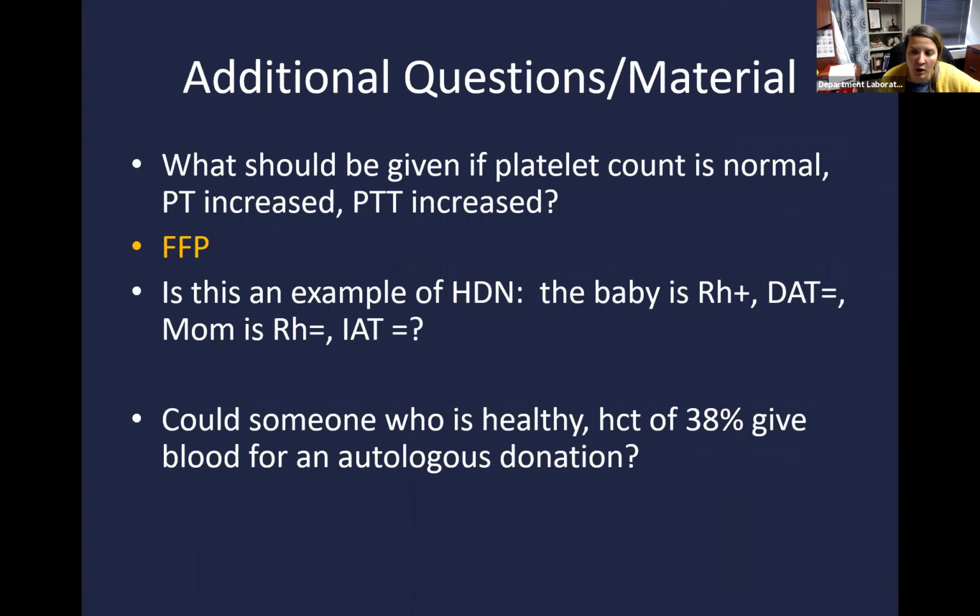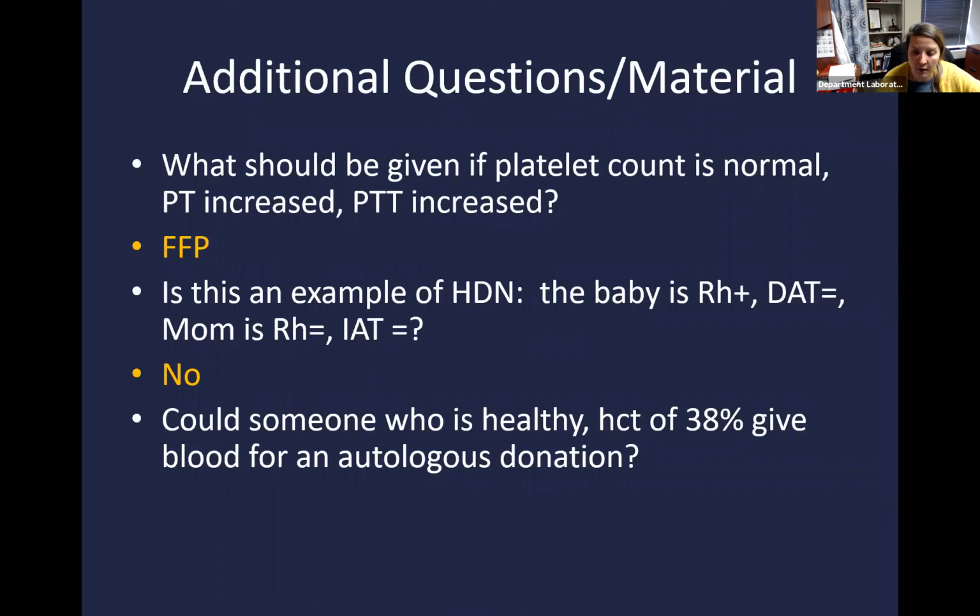So if the baby is Rh positive, DAT is negative, mom is Rh negative, IAT is negative, is this the presence of hemolytic disease of the newborn? And remember, in order to answer that question, you want to look at the DAT. So even though mom is Rh negative, baby is Rh positive, that DAT on the baby is negative. So there is no case of hemolytic disease of the newborn in this situation.